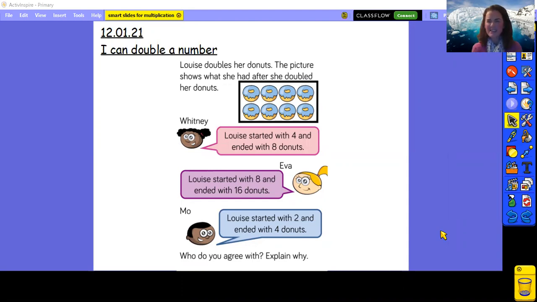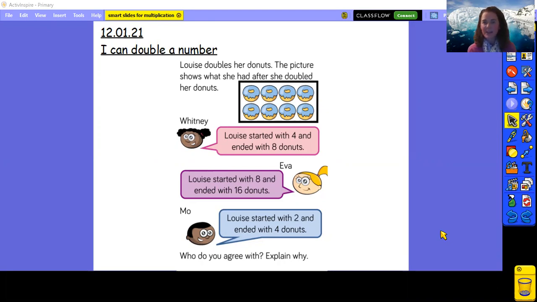So what is doubling? Quickly pause this video and tell your adult, what do you think doubling is? Welcome back. Okay, so when we double a number, we're adding the same number on again. So if I was to say what is double 2, that's the same as saying 2 add 2. So double 2 is 4.